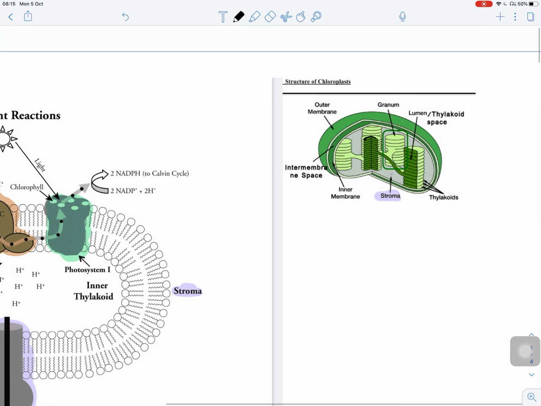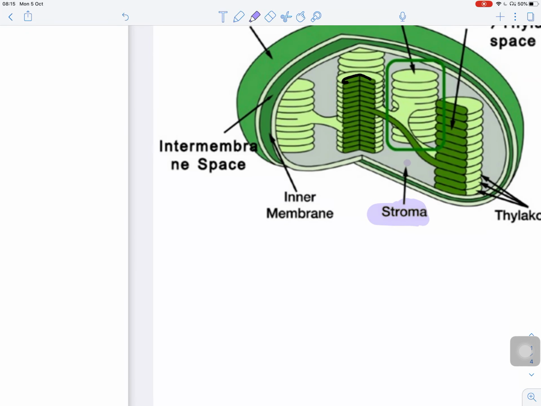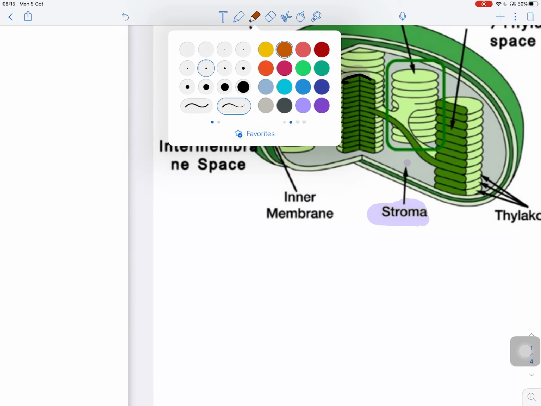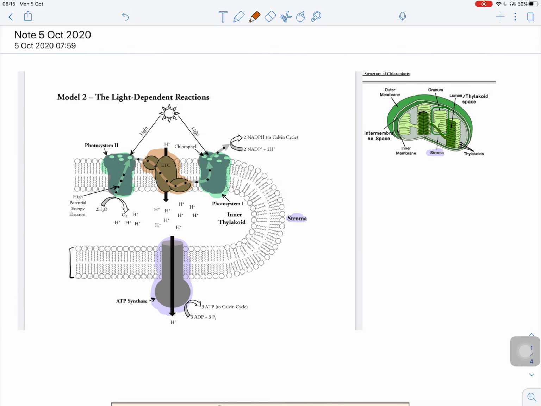And then the inner thylakoid membranes are these spaces in here, the dark green spaces. You can see me coloring in those. Notice that they're very small too, and that's important.